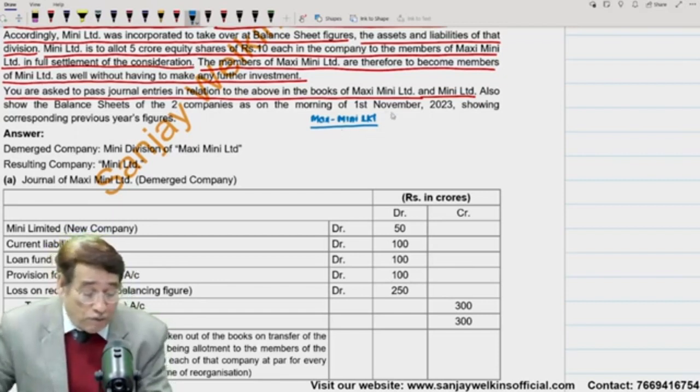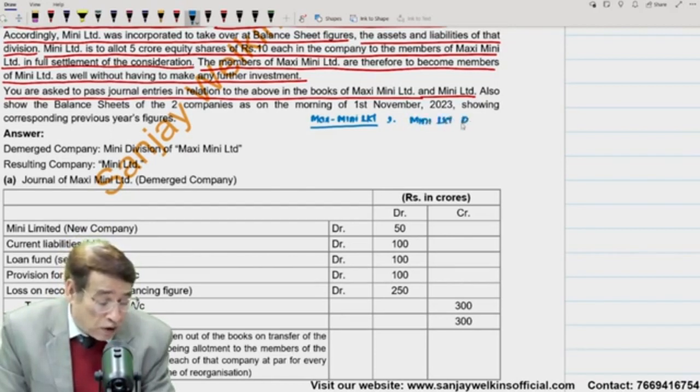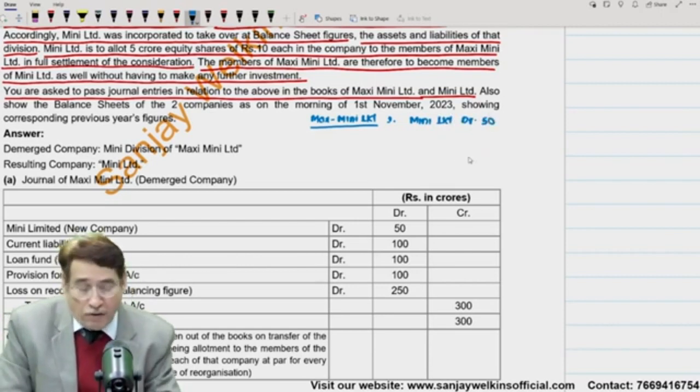So please let me know what will be the first entry and how you are going to prepare the journal. We have already segregated the question. One of your divisions, known as the mini division, is being sold to Mini Limited. Obviously, you are going to debit Mini Limited first of all. And from Mini Limited, how much purchase consideration are you supposed to receive, sir? We are supposed to receive 50 crores worth of consideration, obviously.